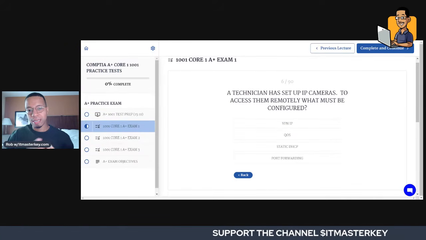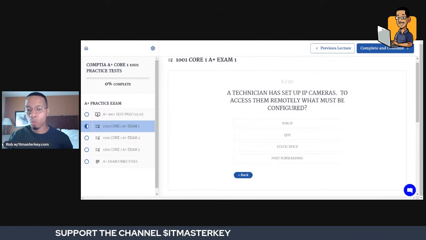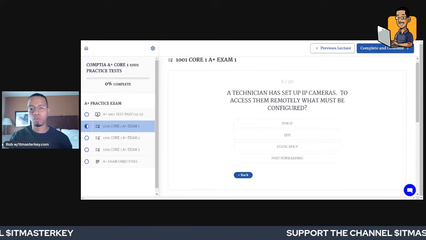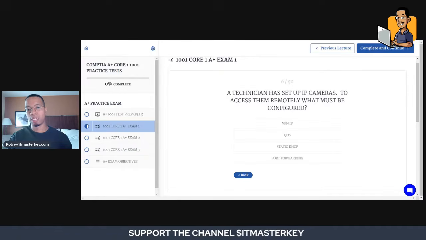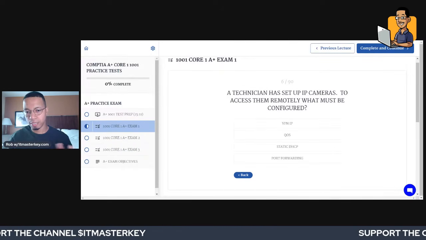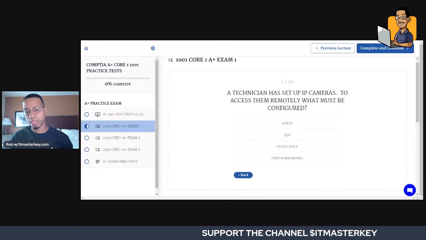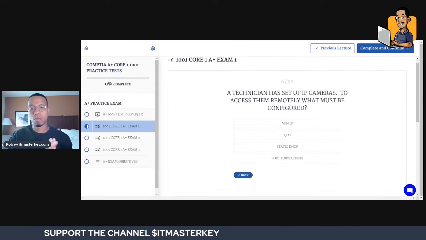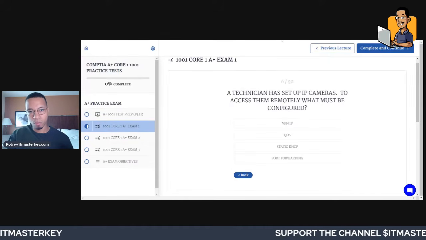All right, a technician has set up IP cameras. To access them remotely, what must be configured? What must be configured to set up IP cameras? Do we think it's a VPN IP? Do we think it's QoS? Do we think it's a static DHCP? Do we think it's port forwarding? What do we think? You want to access them remotely. What would you set up?